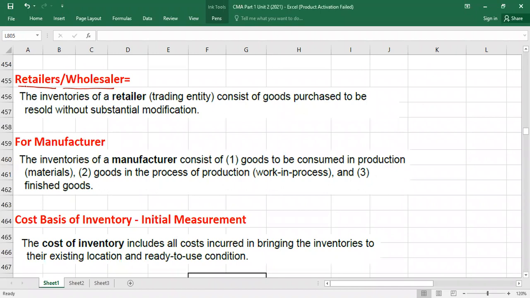First, we have retailers and wholesalers. These are those parties who buy the product with the intention to resell without any significant modification. They sell their product. This is what is called a retailer or wholesaler.